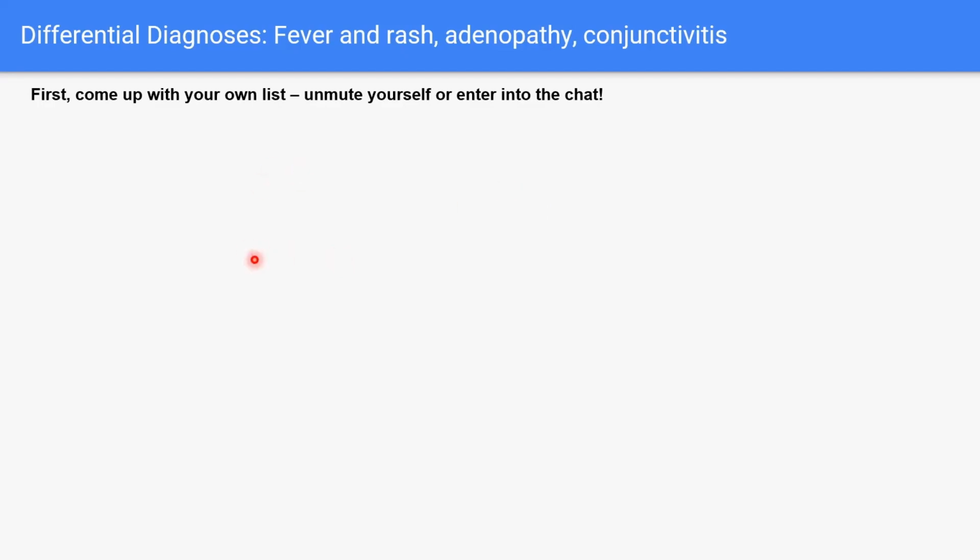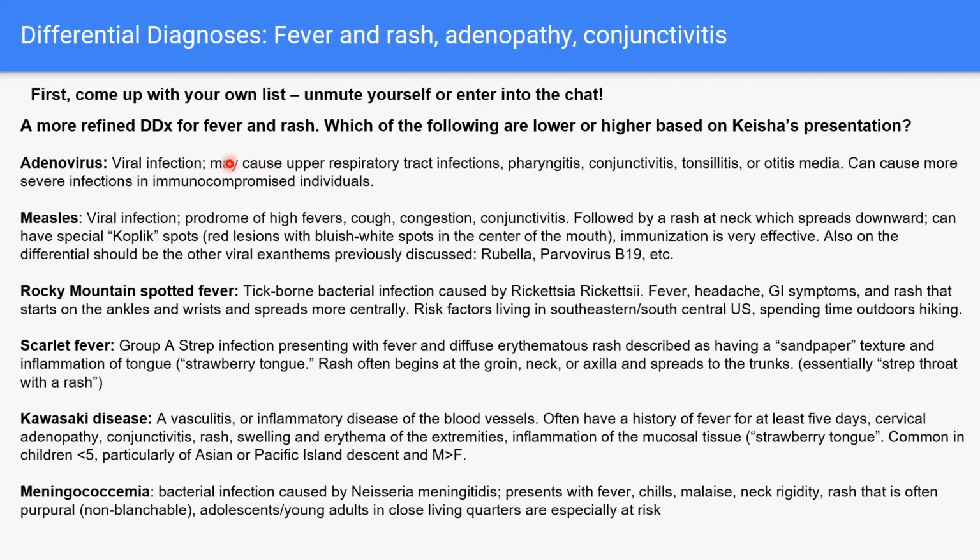Okay, so here is a more refined differential for fever and rash. I know this is a lot of words. You don't need to know all of these, but this is just thinking about what could be the causes. After we go through this, I want us to think about which are our top two causes, which you kind of already put in the chat. So adenovirus is a viral infection that can cause upper respiratory tract infections. Probably not what's going on in this patient. She's not having any cough or upper respiratory tract symptoms. She does have conjunctivitis, but you wouldn't see as much of a rash with this either. So maybe lower on our differential.